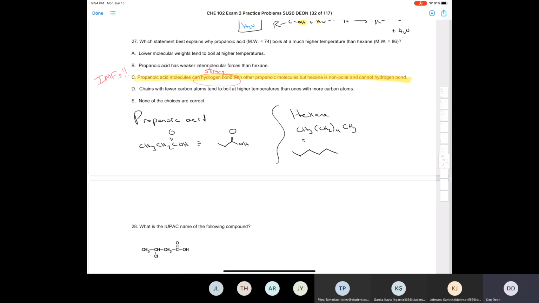London forces, exactly. Yeah, so we could put that in here. London forces only, whereas propanoic acid has H bonding. Okay. All right, let's try another one.